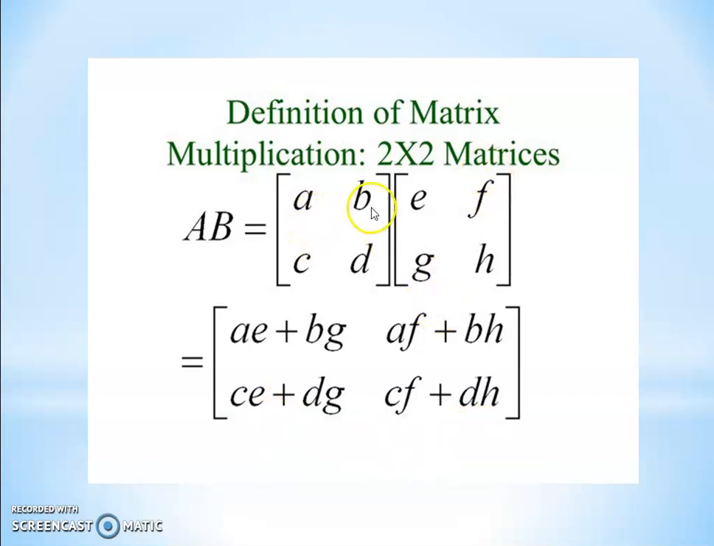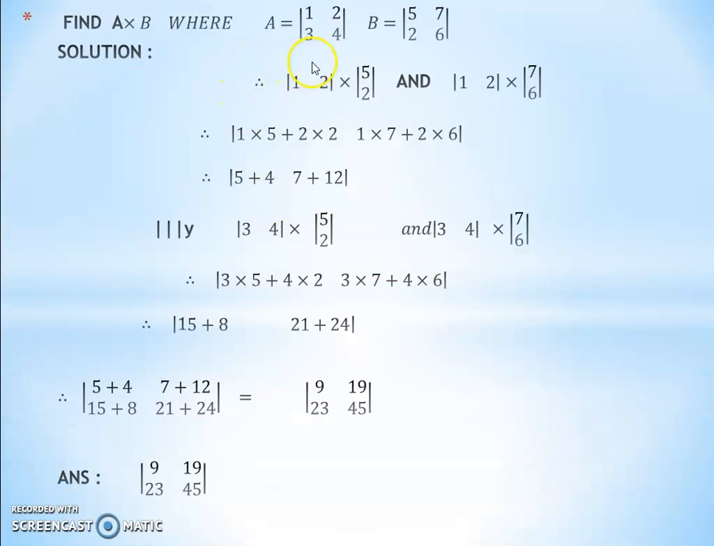First row, first column, first row, second column, second row, first column, and second row, second column. So we have to define this way. We take the example based on that. A is 1, 2, 3, 4, B is 5, 7, 2, 6. First row, first column, first row, second column. So I identify this way.